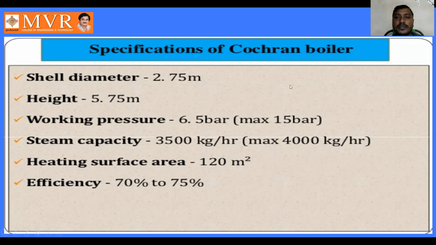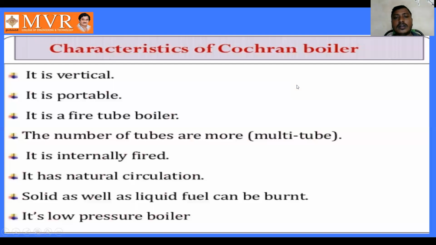These are some of the specifications of the Cochran boiler, and we can study the characteristics of the Cochran boiler, that it is vertical. Already by using the diagram, we can tell how the Cochran boiler is. The Cochran boiler is in a vertical shape, vertical tube boiler. It is a portable boiler. Portable means which can move from one place to other place. It is a fire tube boiler.